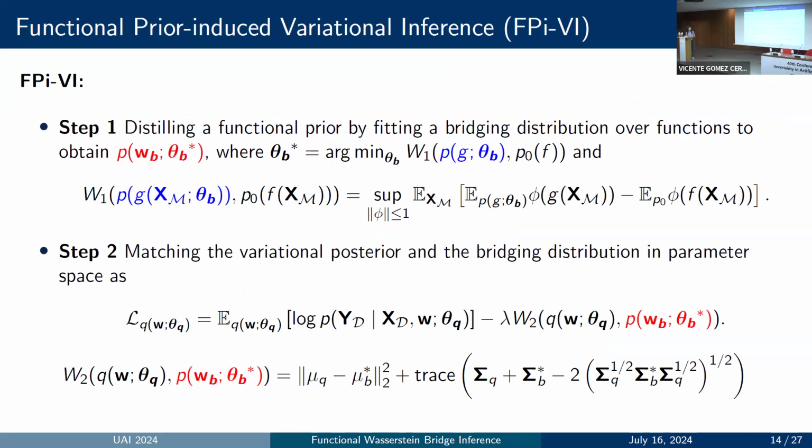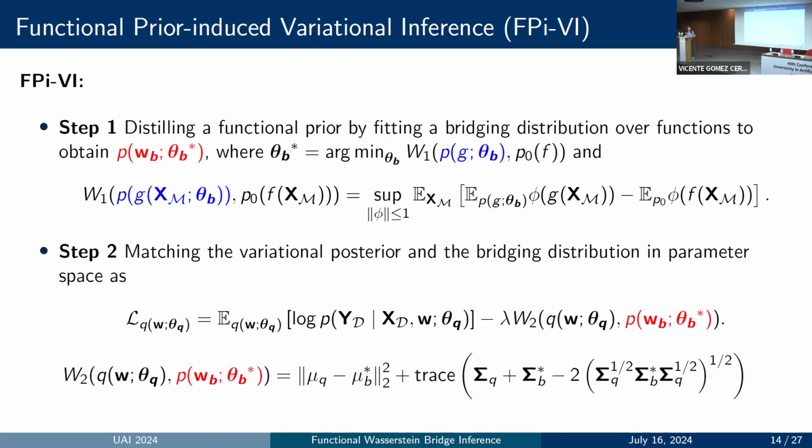In the first step, we distill the functional prior, such as the GP prior, into the bridging distribution over functions by minimizing the one-Wasserstein distance between the P of G and the P0 of F. Specifically, we solve such functional one-Wasserstein distance on a finite randomly sampled measurement set X_M, where G of X_M and F of X_M are the corresponding function values evaluated at X_M. And this is the dual form of the one-Wasserstein distance.